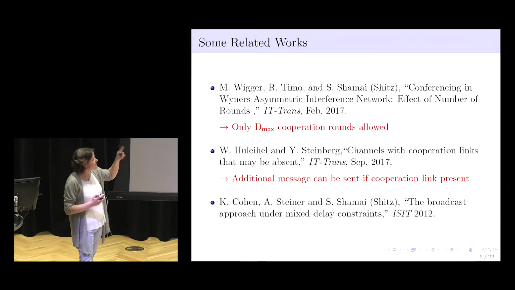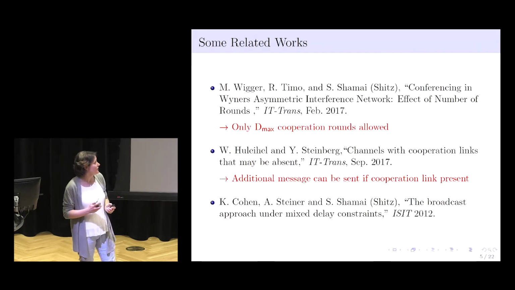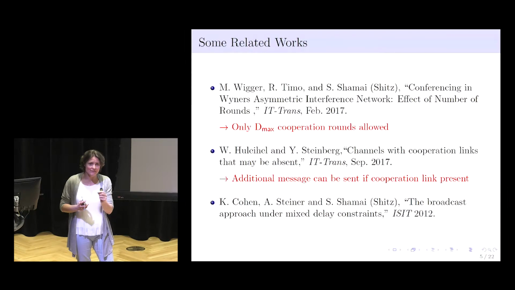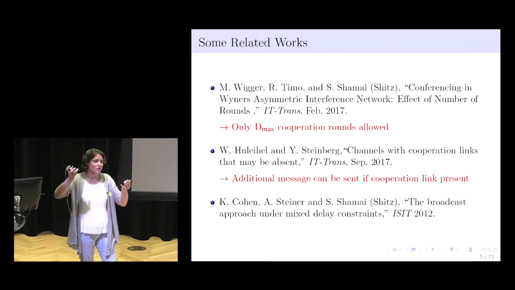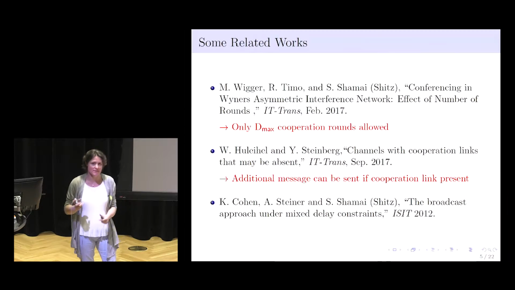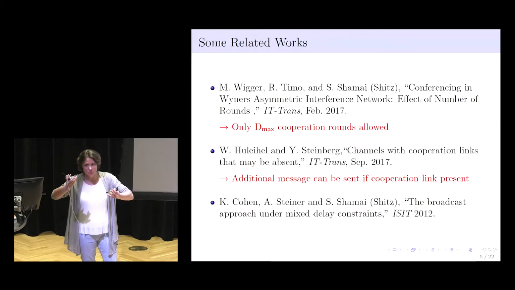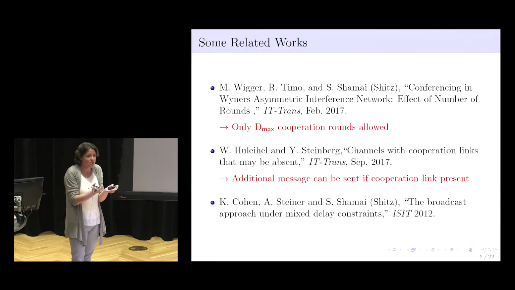And I think the work that is very much inspired, this one here, was a work by Hell and Steinberg. They look at the broadcast channel with a cooperation link that might be present or not. You have to send messages to the receivers, and in case the cooperation link is present, you want to send an additional message to the receiver. So basically, you always send a message, and if the cooperation link is present, you send another message. Our setup is a bit different: we always have two messages. One can profit from the cooperation, the other one cannot.